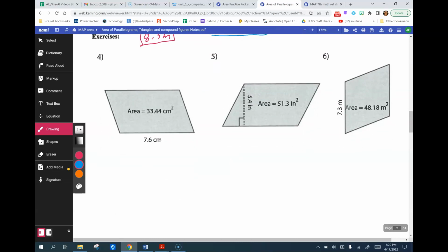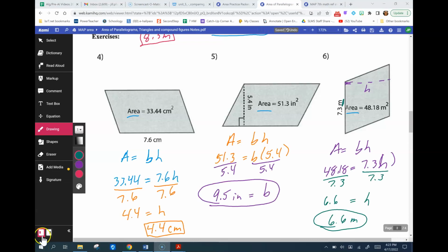Let's pause ours right now and do them. Ready, go. So again, write down the formula first, and then you're going to plug in what you know, then solve for the other one. They're going to give you the area every time. You're going to have to find out, are you solving for a base or a height, and then solve for that one. Okay, go. Actually do it. Pause yours and do them. Go. So let's check your work.